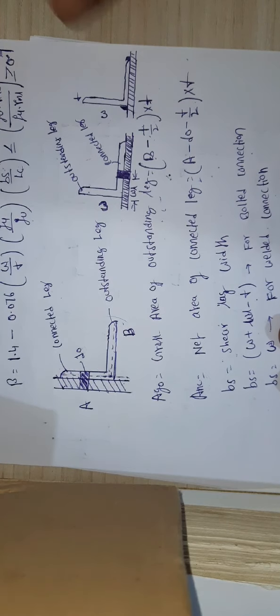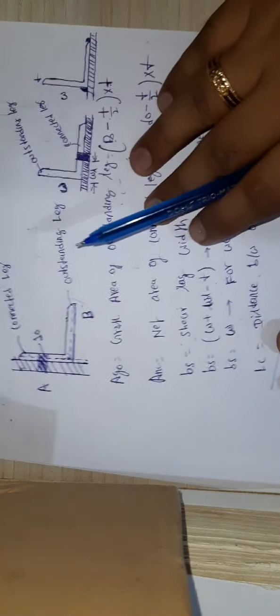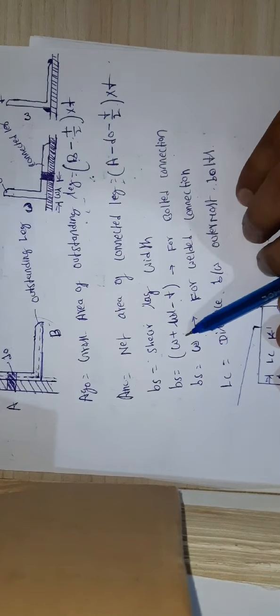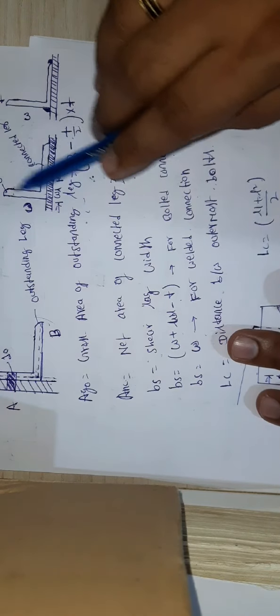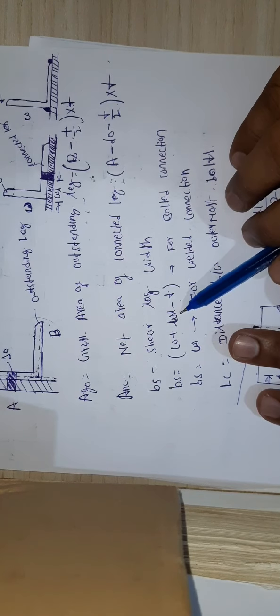It is there on page number 33. Please go through the IS codes. Here they clearly mention it. So B_S equals what? B_S equals W plus W_L minus T. What is W? W is the length of the outstanding leg.